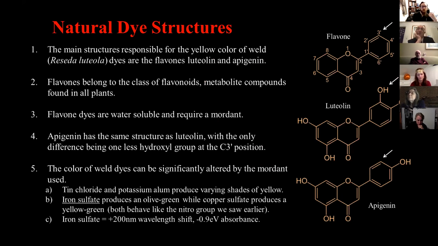So another really interesting dye and a really ancient dye comes from Weld. And luteolin and apigenin are the main coloring chromophores, or the main coloring molecules that give Weld dyes their color, that yellow color that they have. They're a flavone, or they belong to the class of flavonoids, and those are just metabolite compounds.